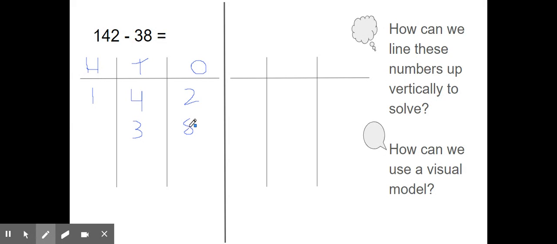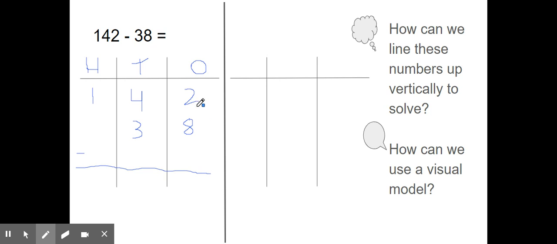Am I done? I'm not done yet. I need to add a minus sign and an equal. Now my vertical equation is ready. Should I start by taking away hundreds, tens, or ones? If you said ones, you're right.